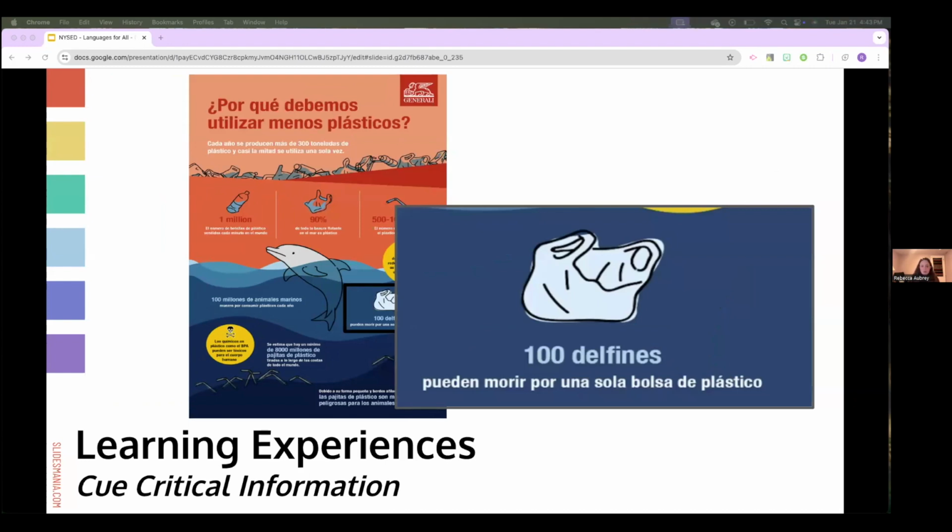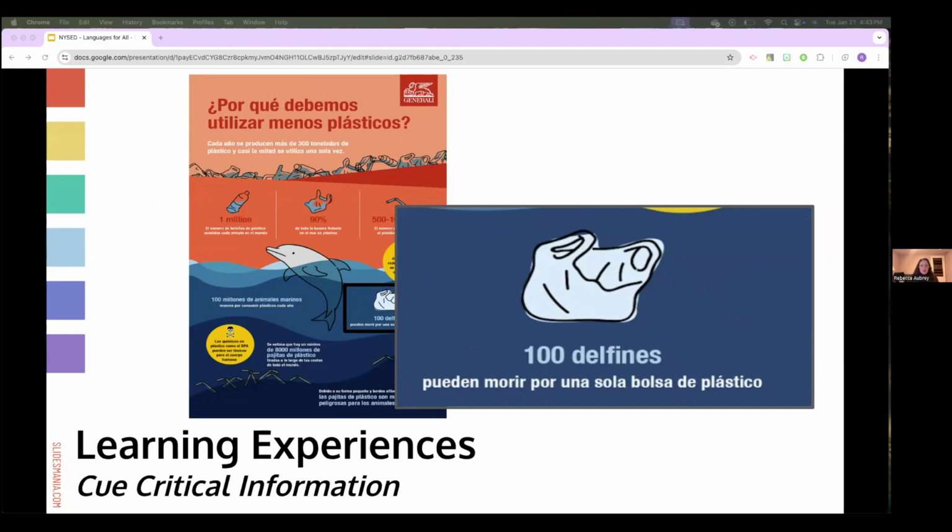So this is exactly how I presented it to my students. We started with the big infographic, which was just too overwhelming for them at a novice level to be able to interpret and understand it all. We can take little screenshots of it to help cue them in to some of the most critical information. So, did you know that 100 dolphins can die from one plastic bag?